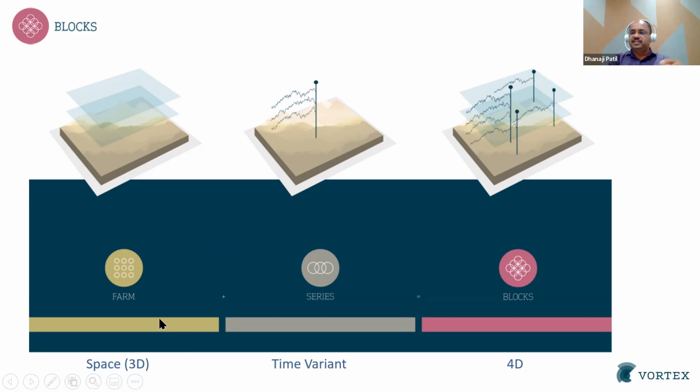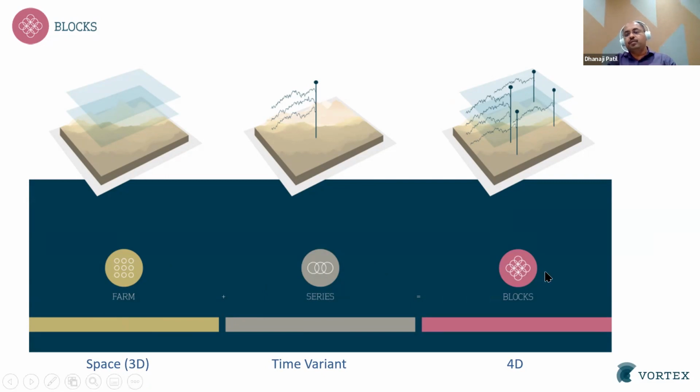Okay, so blocks is giving information for an area and we are covering all heights. So we can call it information for a space, or three-dimensional information. Then we are adding one more variant. We call it a time variant.